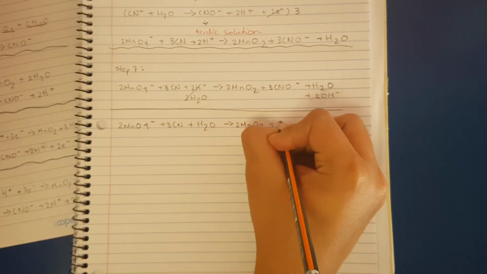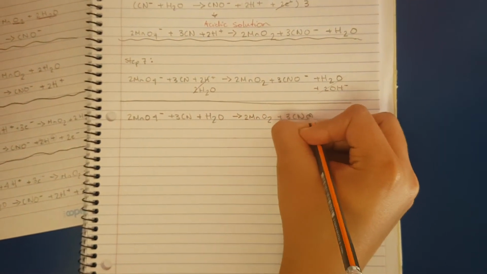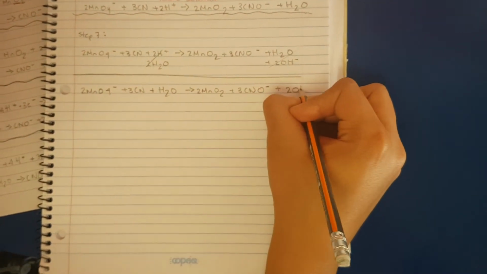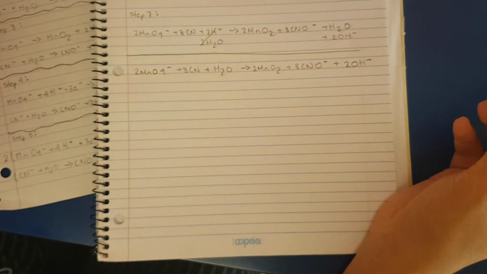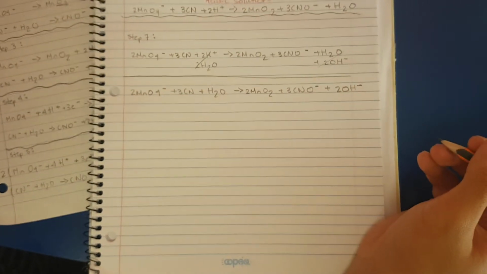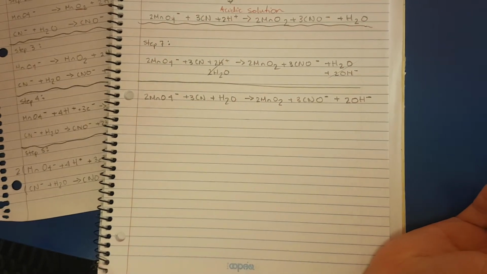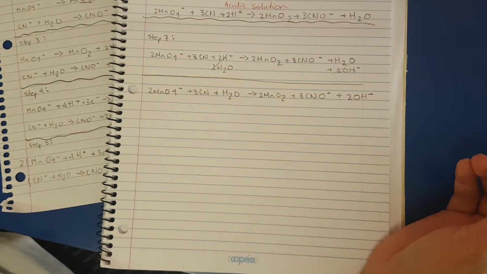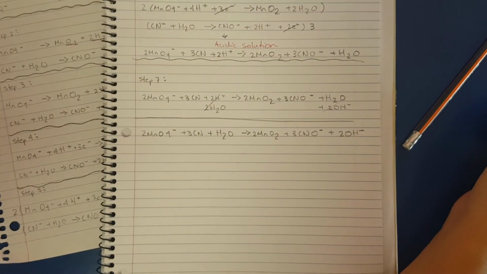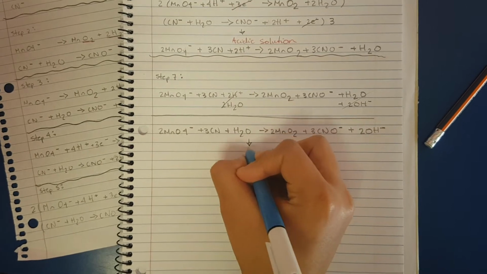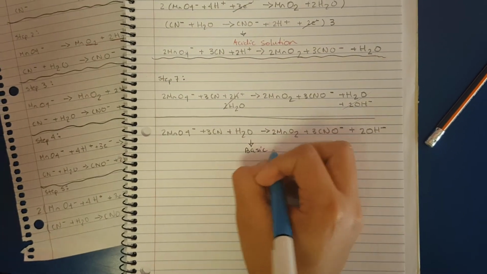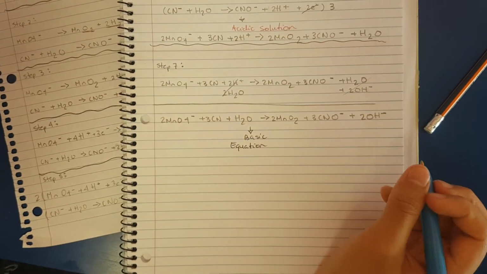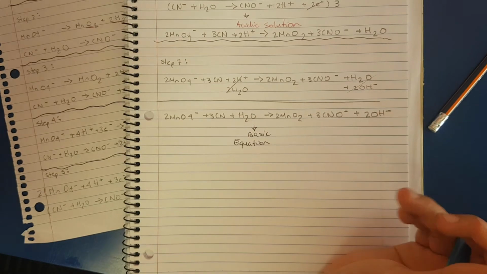Then following the same track, 2MnO2 plus 3CNO negative plus 2OH negative. Now, this is how you balance an acidic equation to a basic equation. So this is the basic equation, and you're done. So thank you for watching this video.